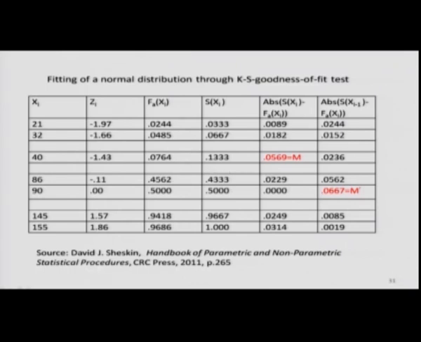This is an example of fitting a normal distribution through the KS goodness of fit test. The values of x are 21, 32, 40, 86. The z values corresponding to these values of the random variable are these, which are obtained by calculating the mean and variance of these empirical values and selecting a specific member of the family of normal distribution. Then we take capital F values and capital S values, compare the two, and the maximum difference here is 0.0569.